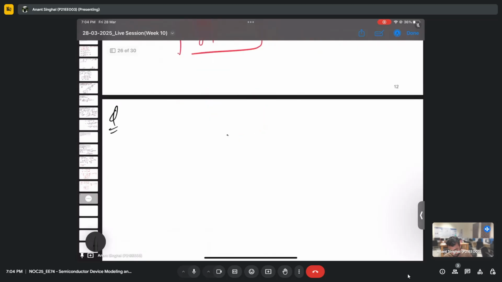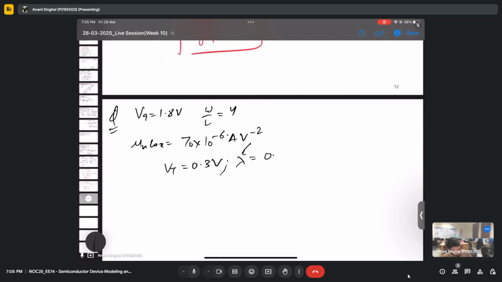So the first one is numerical only. We have a VG given of 1.8 volts. W by L is 4. Mu and Cox is 70 minus 6 ampere per volt square. Vt is given as 0.3 volts. Lambda is there, so this is channel length modulation, that is 1 plus lambda VDS. So this is 0.09 volt inverse, and this transistor is in saturation. You need to find Gm in micro Siemens.